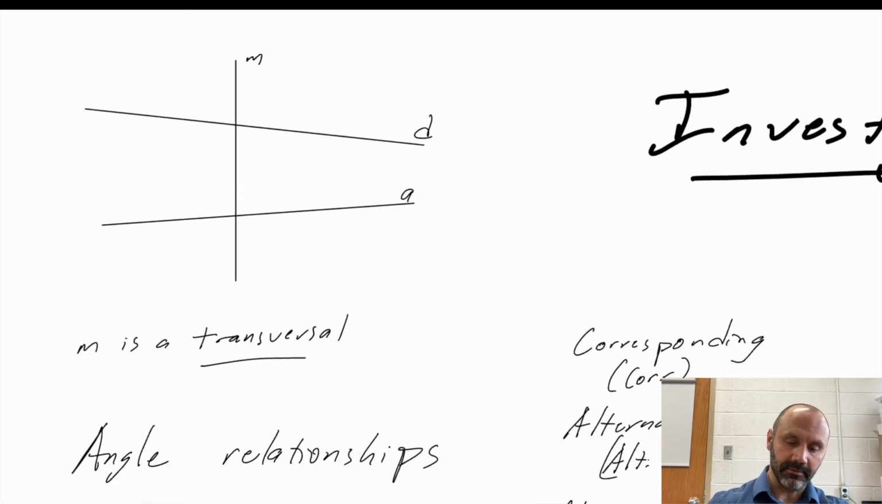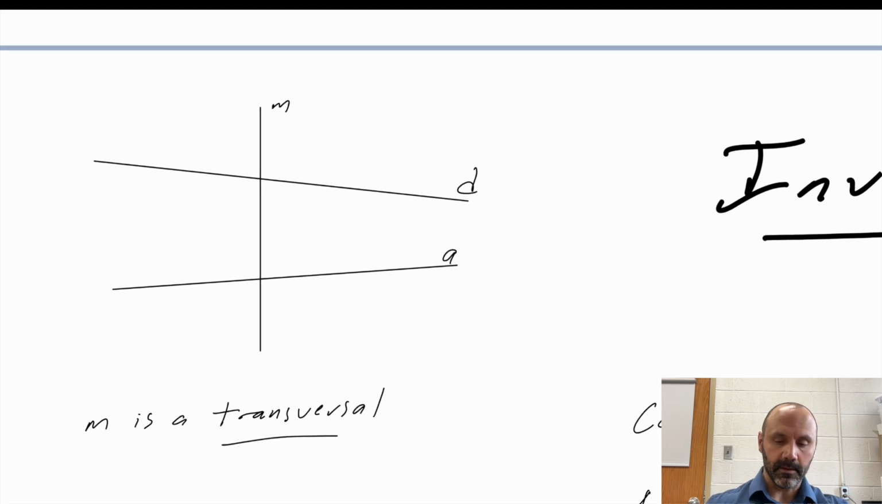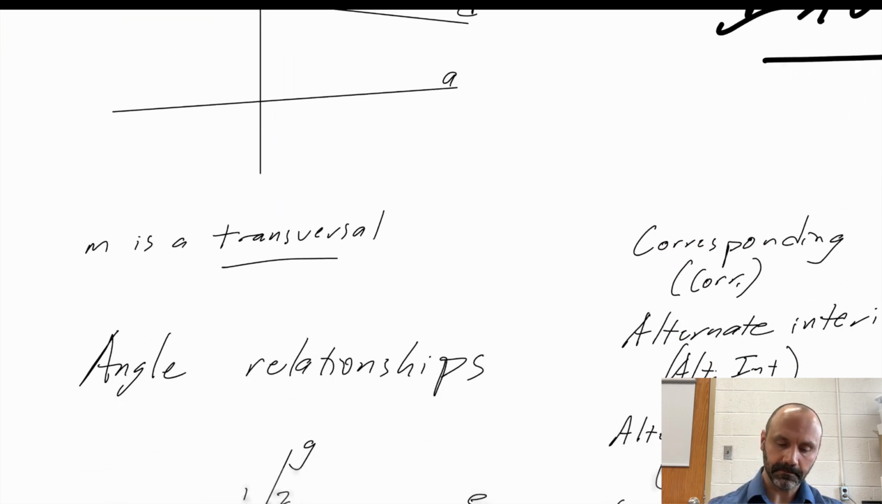So here we go. To start with, just a very simple idea: if we have two lines and then another line or a segment that crosses those two lines, this line that crosses them is called a transversal. That's central. It doesn't matter if these two lines are parallel or not, the line that crosses any two other lines is called a transversal.